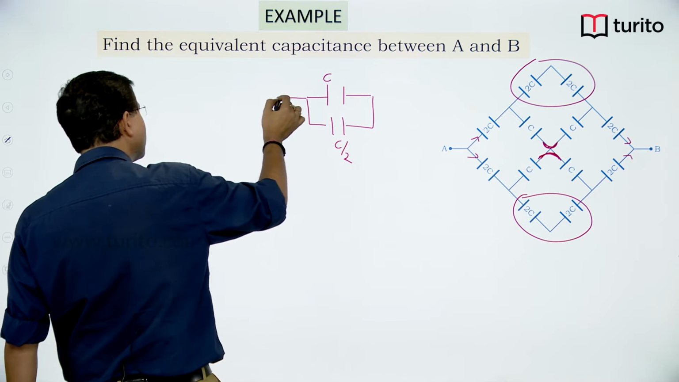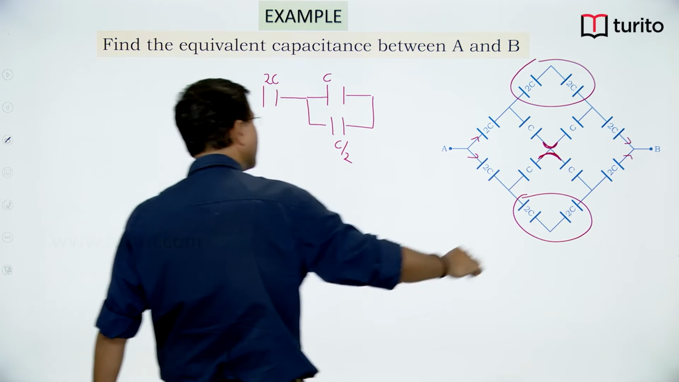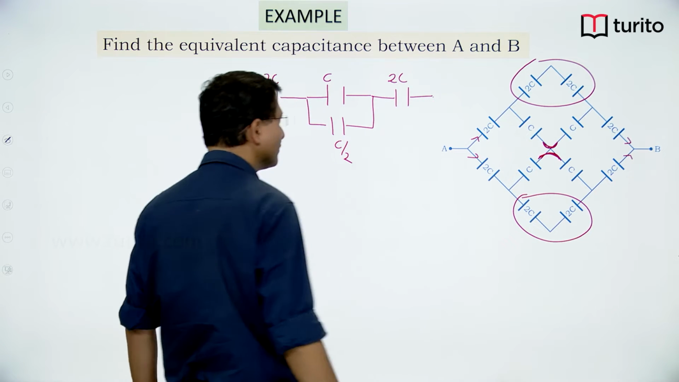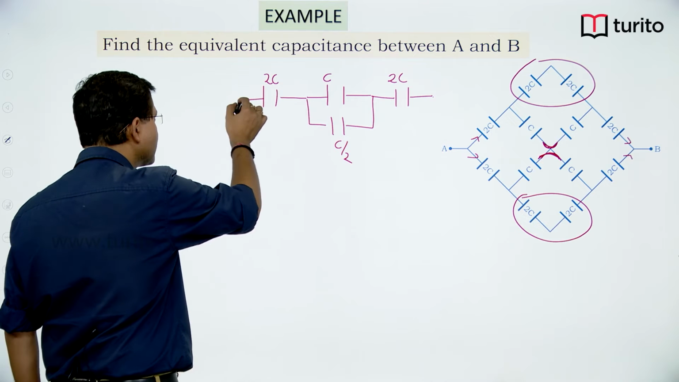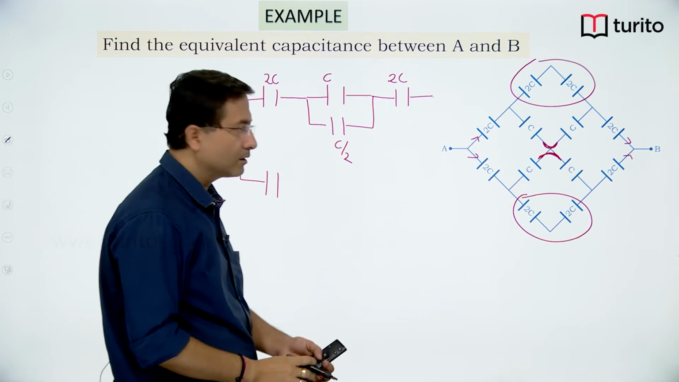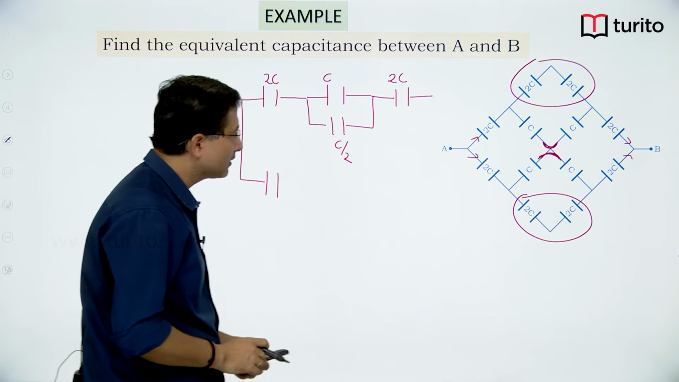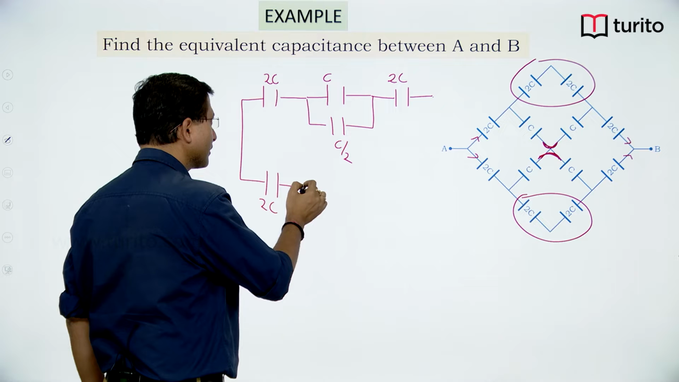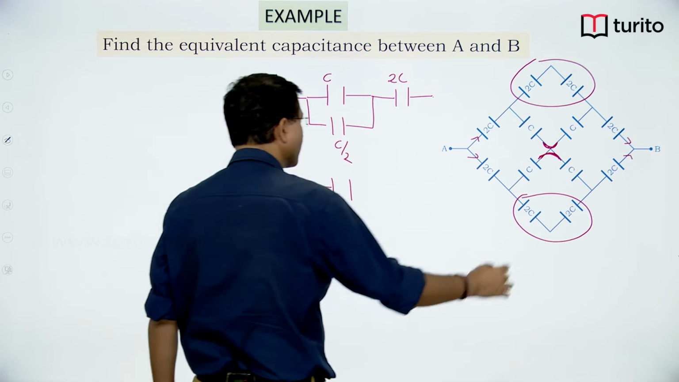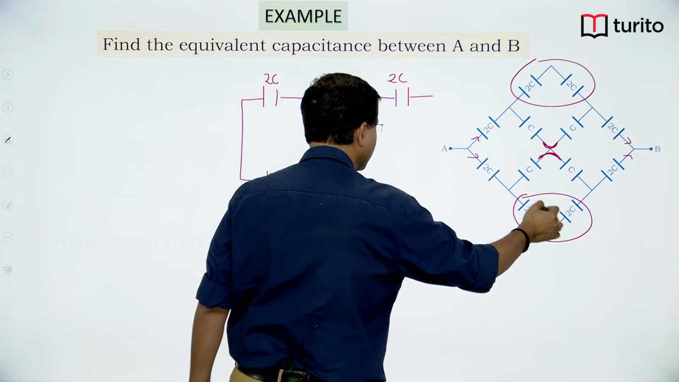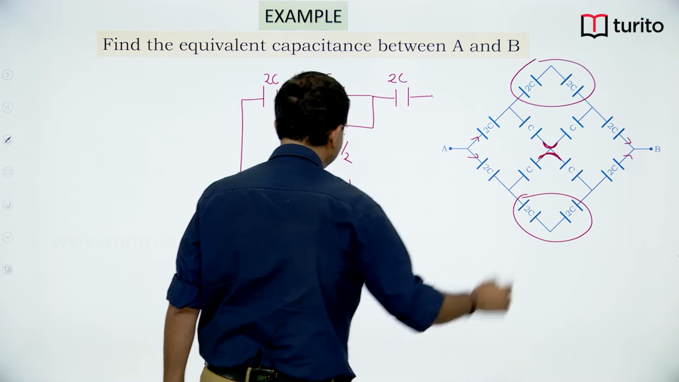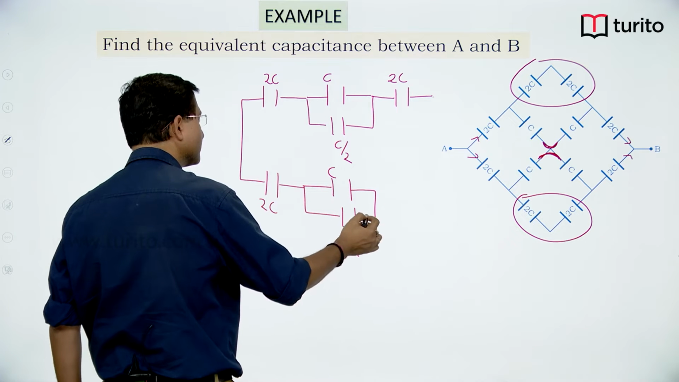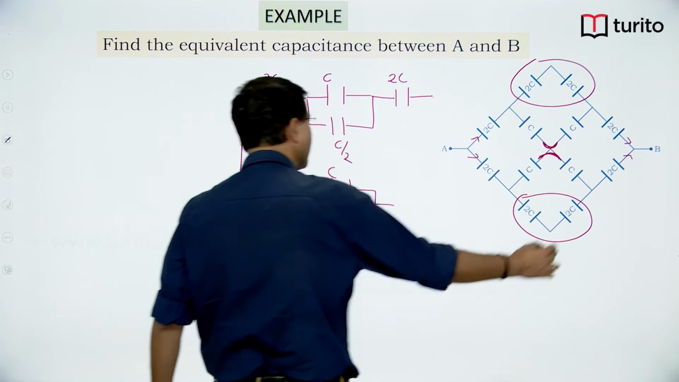Then this one is 2C, this one is 2C. Right, and the same you are going to get for this lower part of the circuit, 2C, this one will be C and this one will be C by 2, right. So C by 2, 2C.